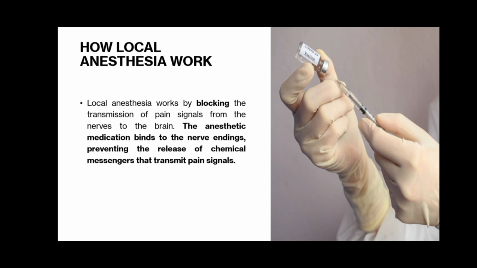How does local anesthesia work? Local anesthesia works by blocking the transmission of the pain signals from the nerves to the brain. The anesthetic medication binds to the nerve endings, preventing the release of the chemical messengers that transmit the pain signals.